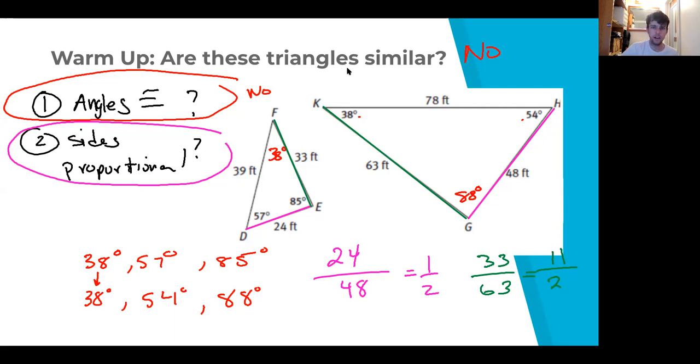And then let's write the last ratio out just to compare those as well. 39 over 78. That actually is 1/2. Those are both divisible by 39. So two of our ratios were good, but the third one sticks out. That is not an equal ratio. 11 over 21. So not proportional that way either. So no, not all the sides are proportional. So these are not similar triangles.